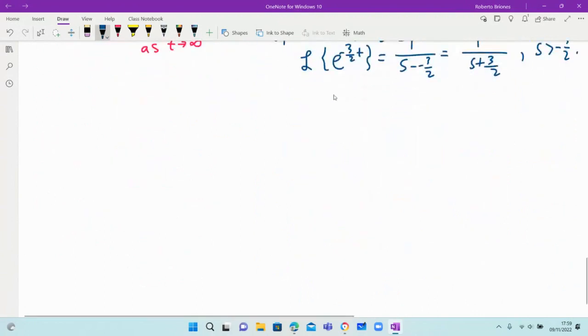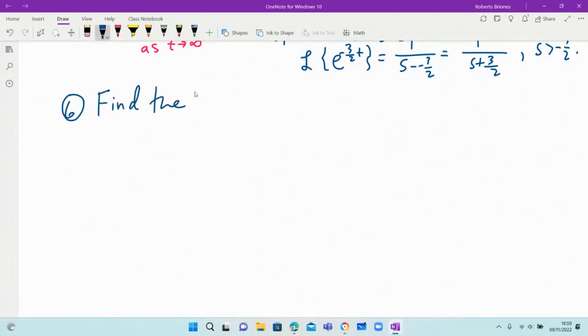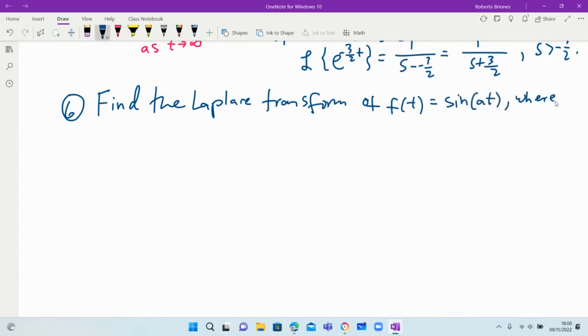All right, so for our last example, let's try to do the following example. So find the Laplace transform of f of t equals sine of at, where a is a constant coefficient.